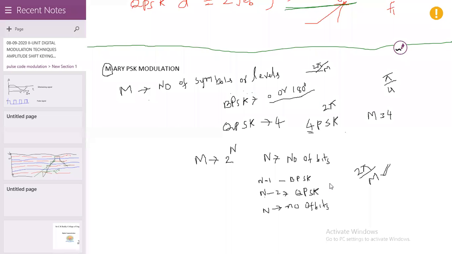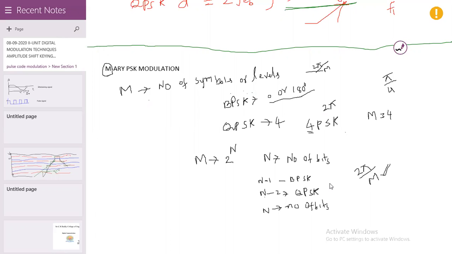If n is equal to 3, 2 to the power of 3, only 8 symbols are transmitted, and each symbol consists of 3 bits. If n is equal to 4, 2 to the power of 4, that is 16 symbols, and each symbol consists of 4 bits. If n is equal to 8, the number of symbols or levels is 256.